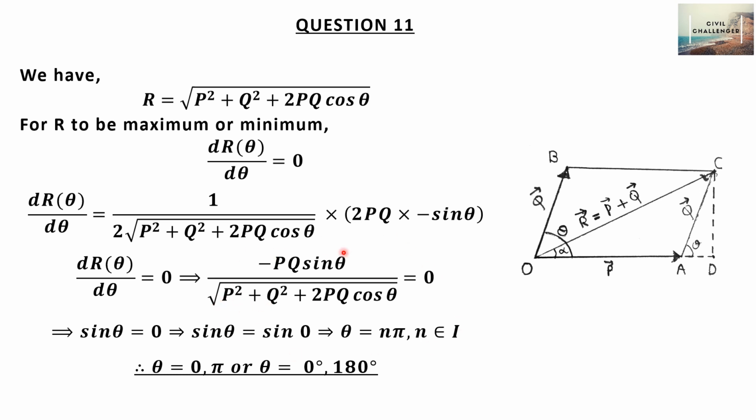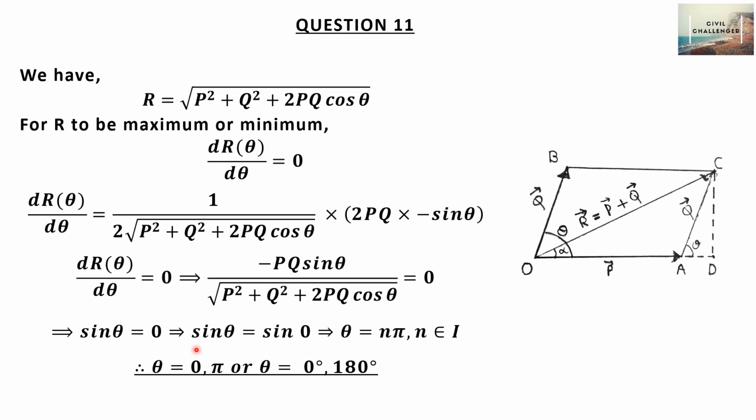So for this function to be 0, we only have one possibility: sin theta should be 0, because in the numerator, P and Q are non-zero forces. These are given forces, so sin theta should be 0 for this equation to be satisfied. Which means that sin theta is equal to sin 0, therefore theta is equal to n pi.